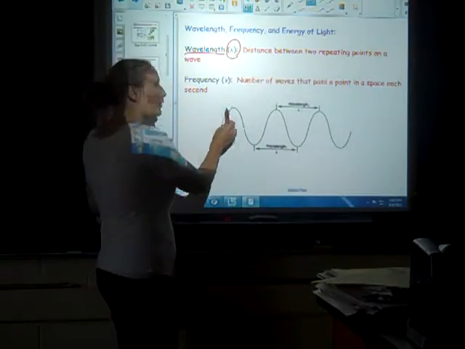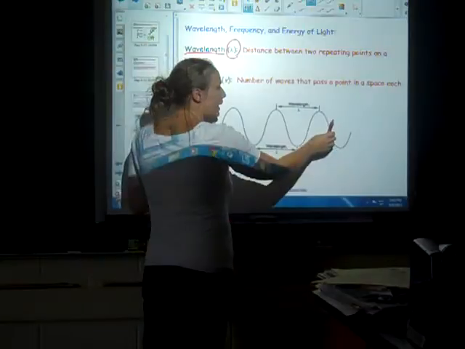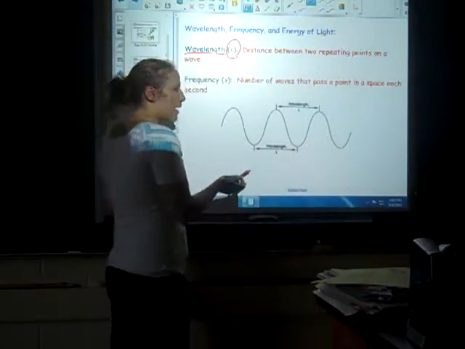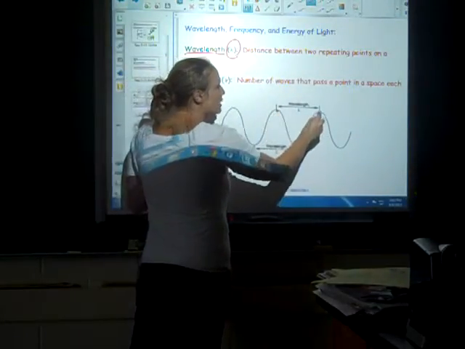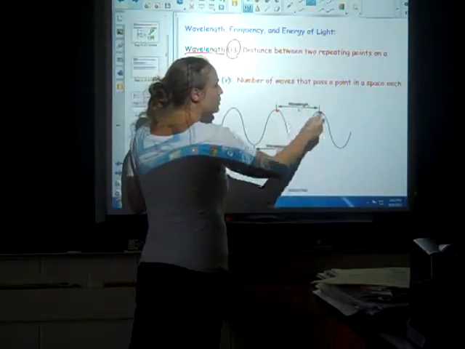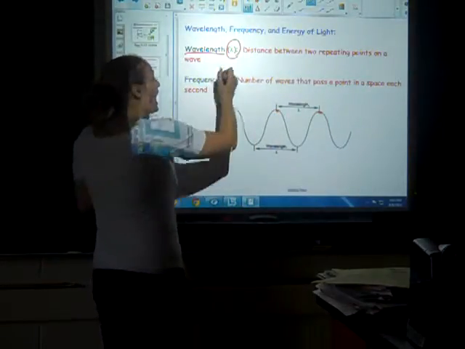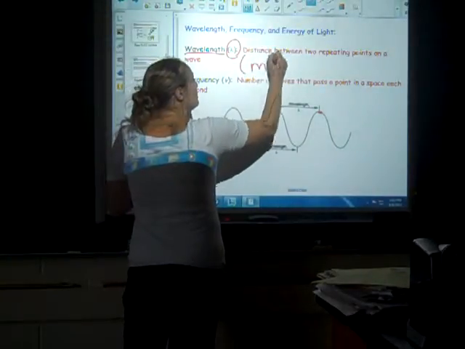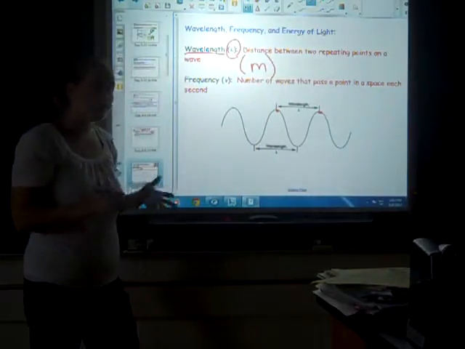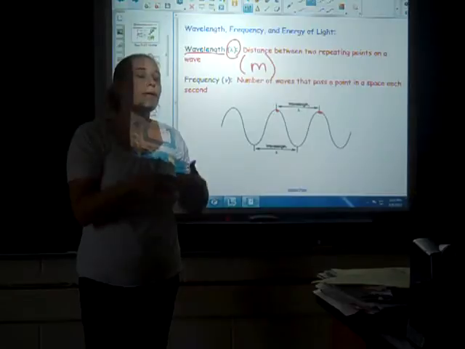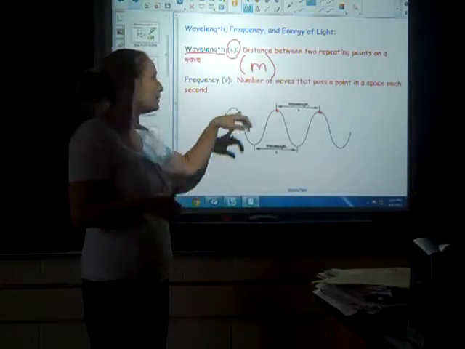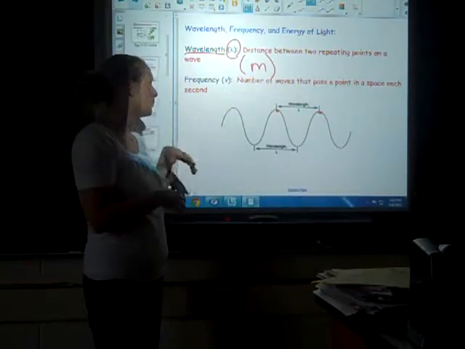So if you look at my diagram, like a cosine or a sine curve that you guys have drawn in math, if I pick two adjacent peaks, the distance from each of those peaks to each other is called the wavelength. Okay? The SI unit for a wavelength is meters. So we will be measuring that in meters. Of course, they can be very, very small. You might see them as nanometers, but the SI base unit is a meter.